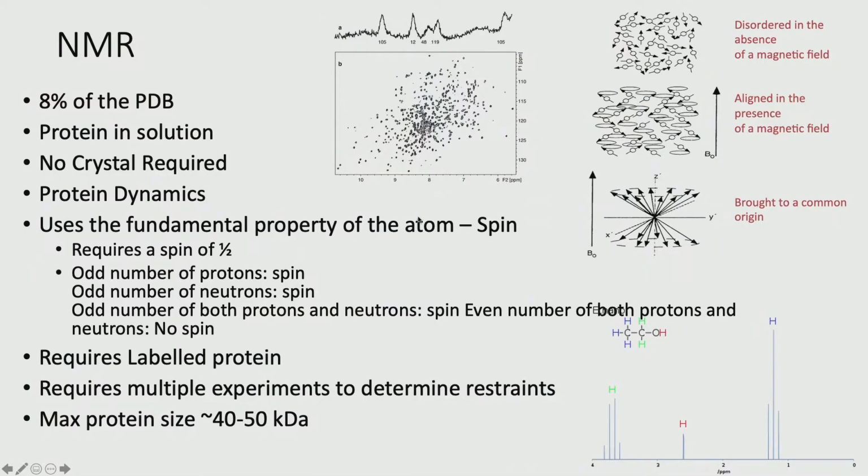Second method is NMR, represents about 8% of the PDB. The great thing about NMR is your protein's actually in solution, so no crystal required, and it allows you to do protein dynamics. The principle of NMR uses the fundamental property of the atom, which is its spin. However, it does require labeling the protein, which can be costly, and you're only limited to a relatively small protein size.